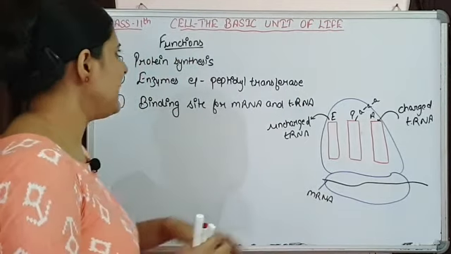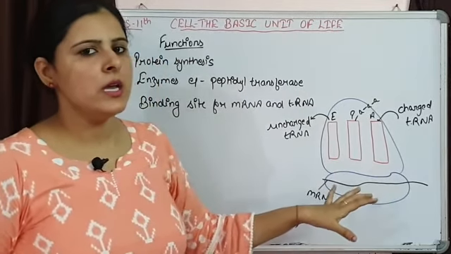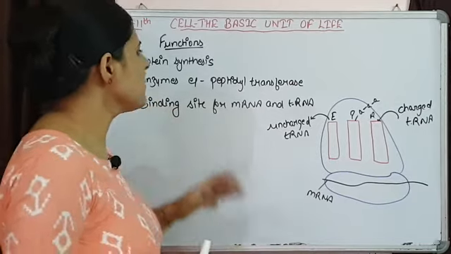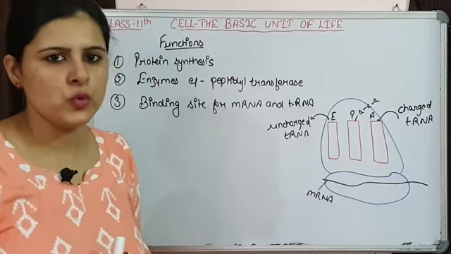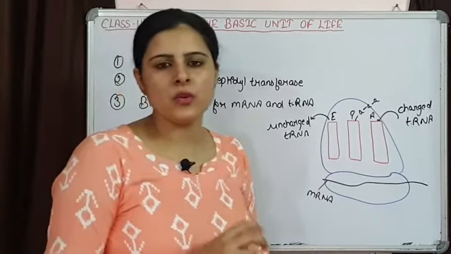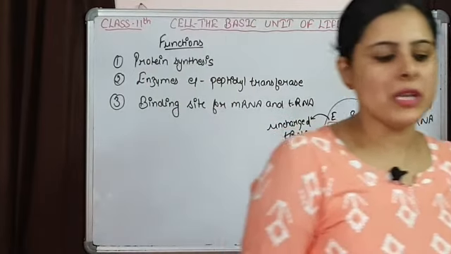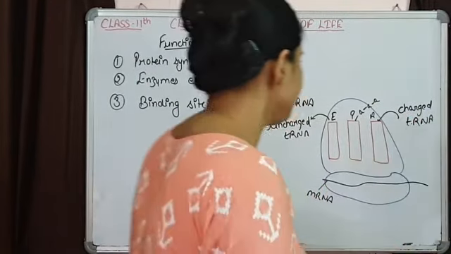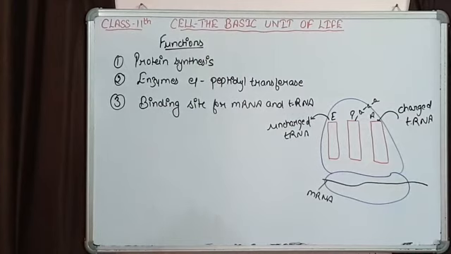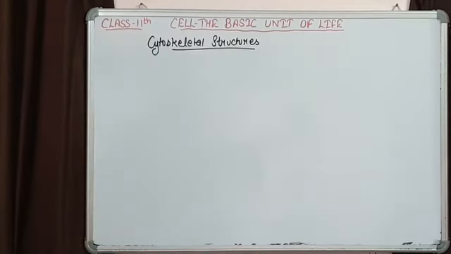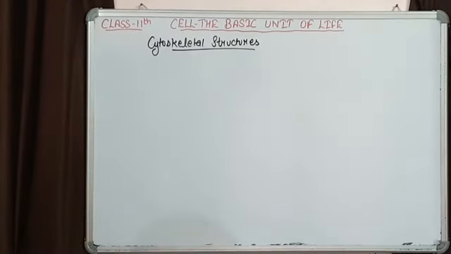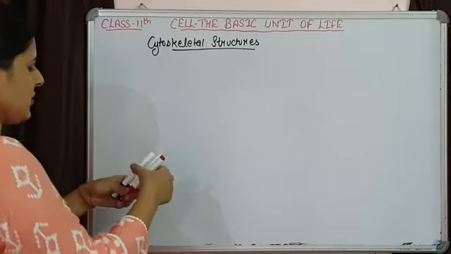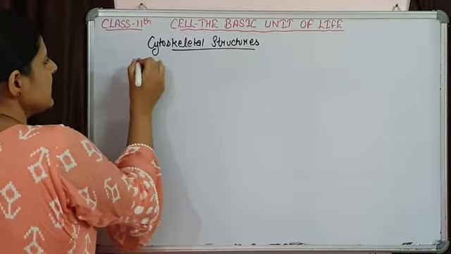So these are the binding sites that are present in the ribosomes and these are some of the functions of ribosomes. Now let's move on to the next organelles. These are the cytoskeletal structures. So let's talk about the cytoskeletal structures. What do we know about these cytoskeletal structures?